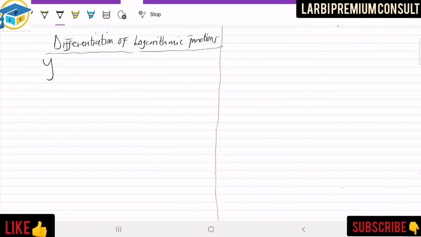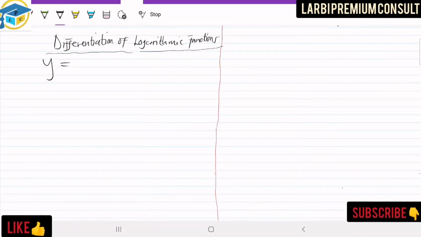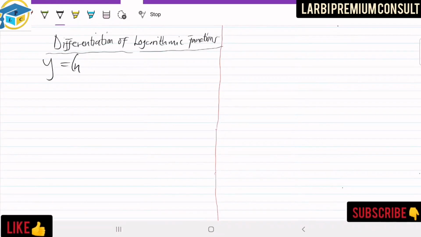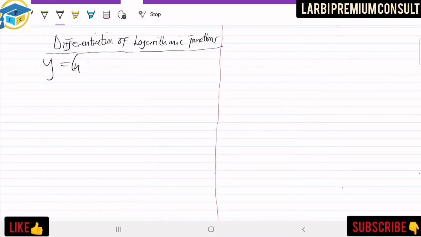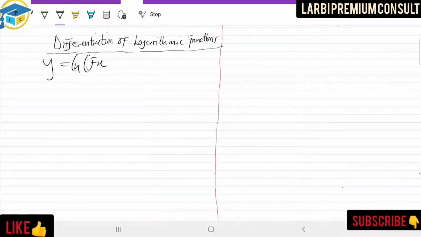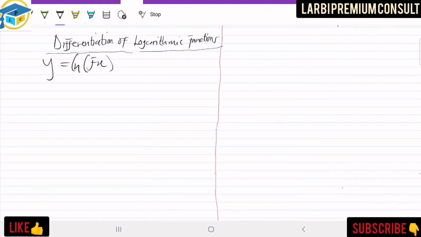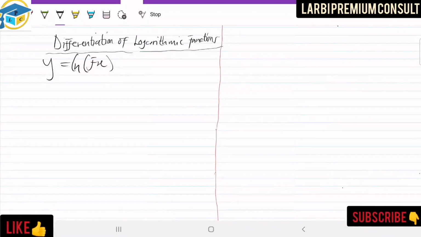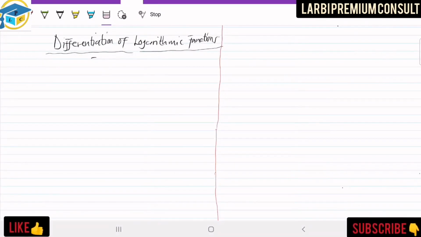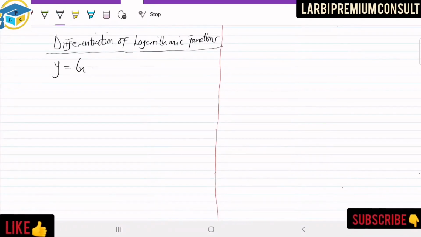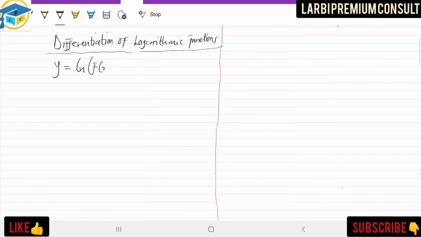So let's say y is equal to, by convention we write log as Ln of a function, let's say f of x. How do you differentiate this function? By convention, you can write logarithm as Ln. So let me write it all here: y is equal to Ln bracket f of x.